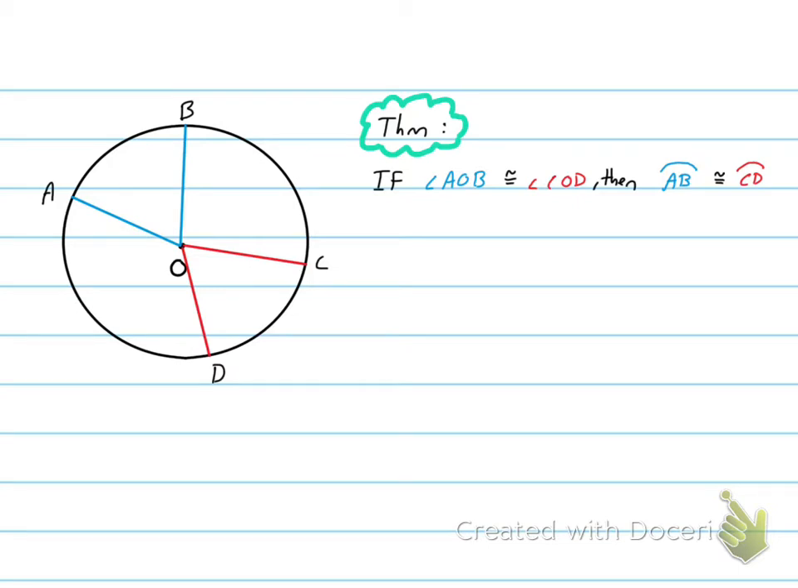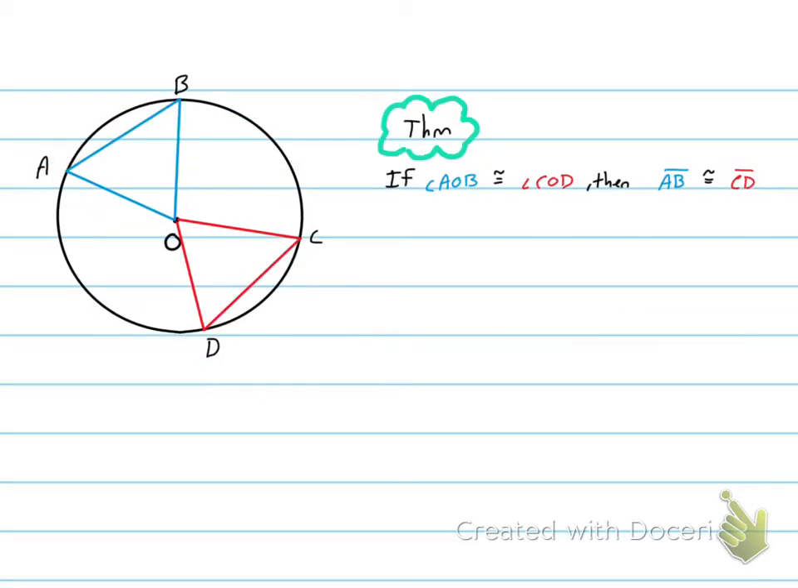So if I'm looking at this diagram, our first theorem we're going to talk about, if angle AOB is congruent to angle COD, then I can conclude that arc AB and arc CD are also congruent. This theorem works the other way, so if I knew that the arcs were congruent, I could then assume that the angles are congruent. All the theorems we're going to talk about today kind of are going to go back and forth too. Next theorem.